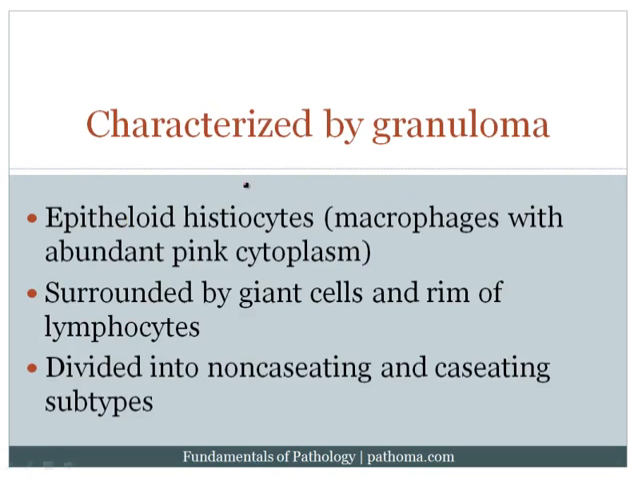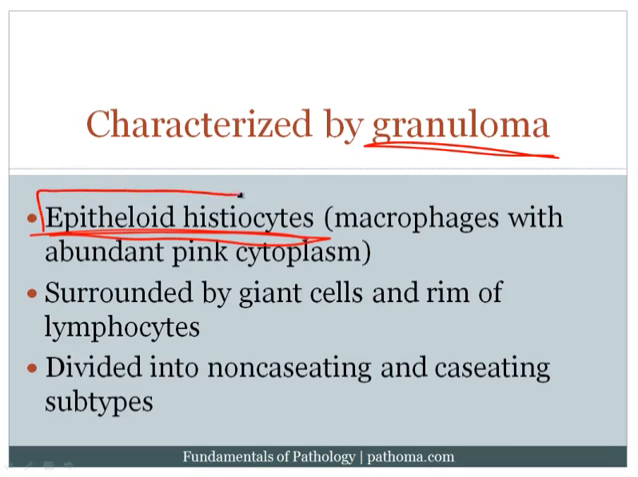Now, the characteristic of granulomatous inflammation is a granuloma, hence the name, and the key cell, this is very important, the key cell that defines a granuloma is an epithelioid histiocyte. All right, this is a very common exam question. Examiners can ask, what is the key characteristic, what is the defining characteristic of a granuloma? And the answer is epithelioid histiocyte. What is an epithelioid histiocyte?